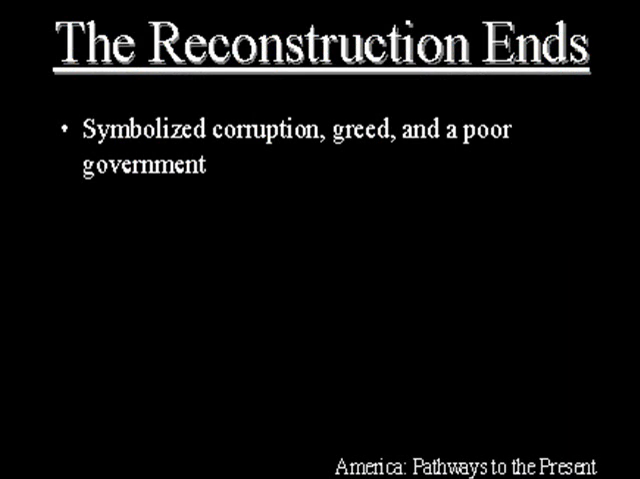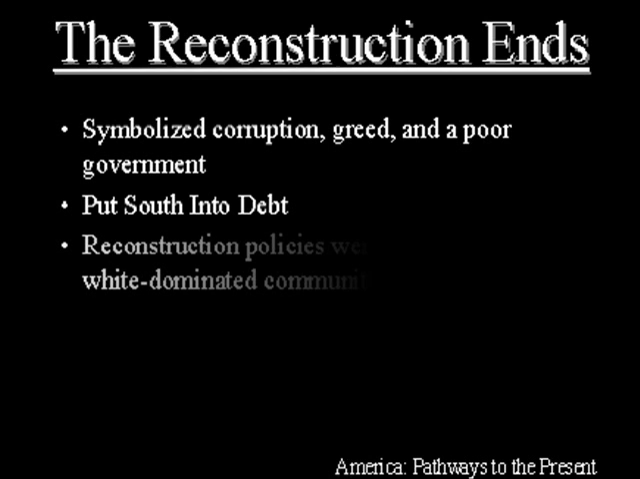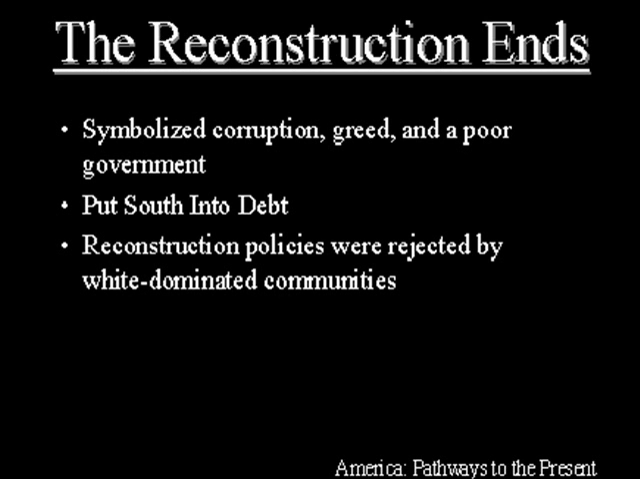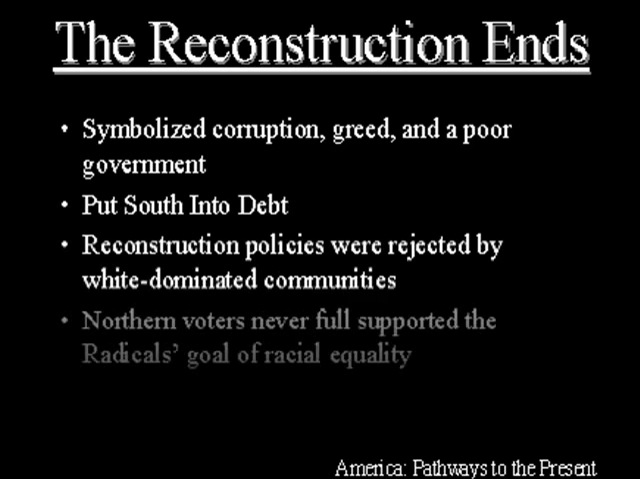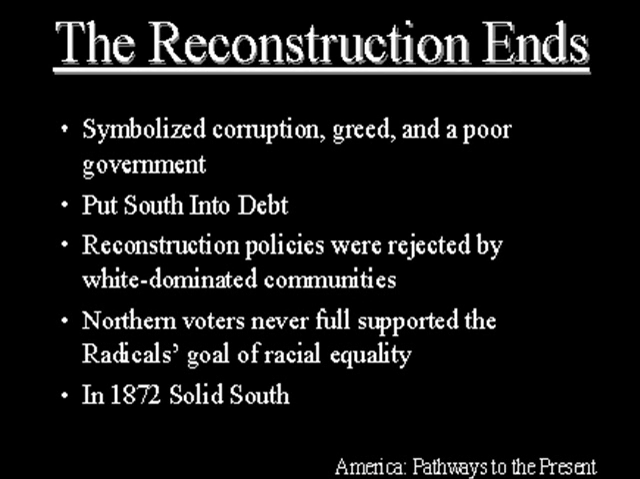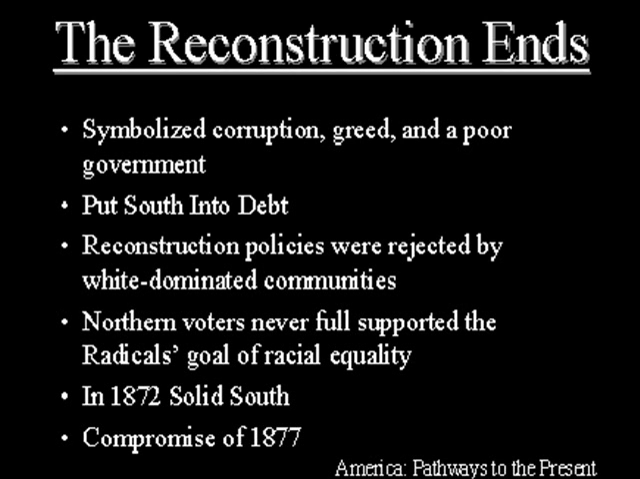In the mid-1870s, people grew weary of new policies and reform due to the Reconstruction. The Reconstruction put the South in major debt and came to symbolize corruption, greed, and poor government. In the South, whites were able to regain control of state governments when federal troops left, and in the North, voters never fully supported the radicals' goal of racial equality. In 1872, all the former Confederates had earned their pardons and started a new form of Democratic voters known as the Solid South. They were the opposite of the radical Republicans.